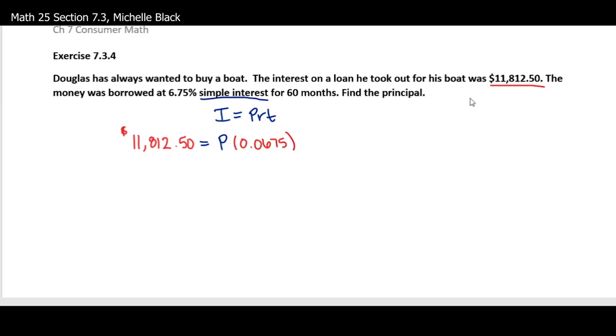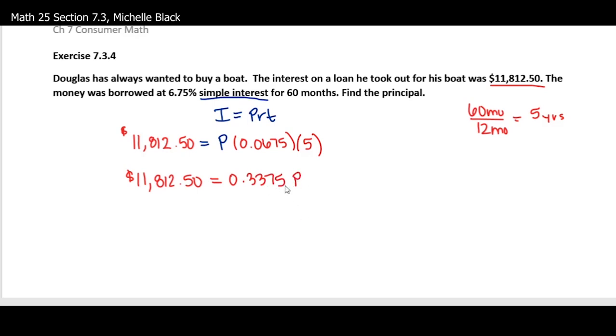Again, this needs to be in years, so we need to divide 60 months by 12 months, because there's 12 months in a year, and we're going to get that this is 5 years. Plugging these numbers on the right side of your equation into your calculator, you get 0.3375, and this is still multiplied by P. I just rearranged it, but multiplication is commutative, so I can rewrite the order.